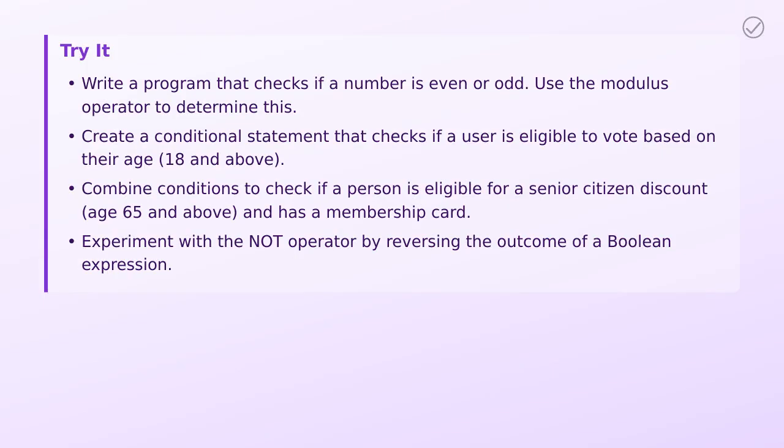Go ahead and work through this exercise. First, write a program that checks if a number is even or odd. Use the modulus operator to determine this. Also, create a conditional statement that checks if a user is eligible to vote based on their age, 18 and above. Also, combine conditions to check if a person is eligible for a senior citizen discount, age 65 and above, and has a membership card. Finally, experiment with the not operator by reversing the outcome of a Boolean expression.